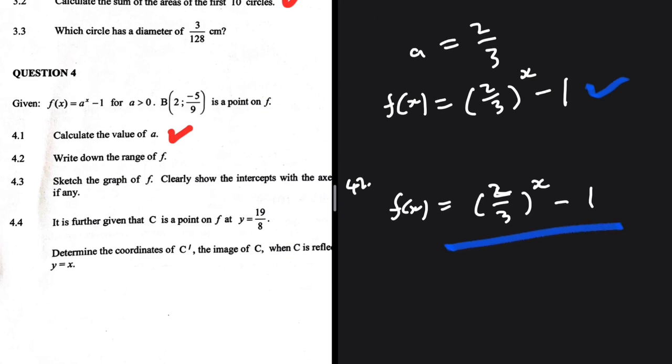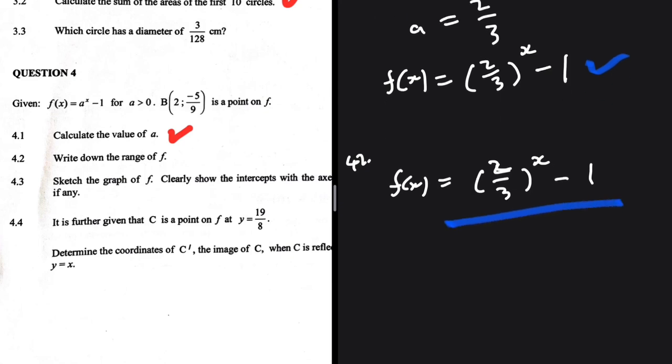Let's take a look at 4.2. In 4.2, we're supposed to write down the range of f. Well, f of x, again, is equal to 2 over 3 to the power x minus 1. So let's talk about this part right here.